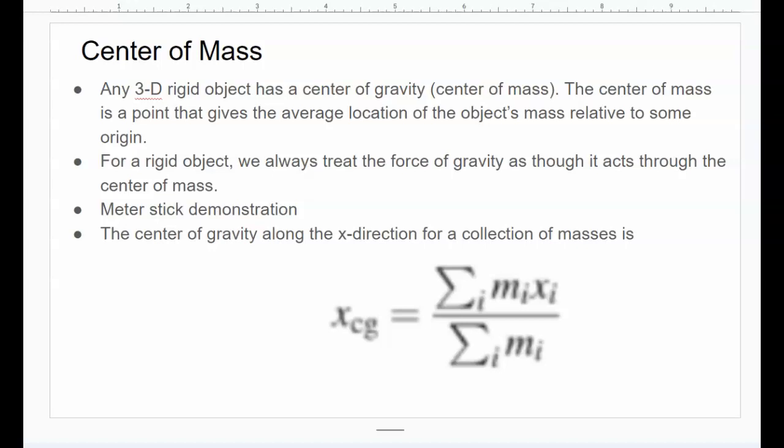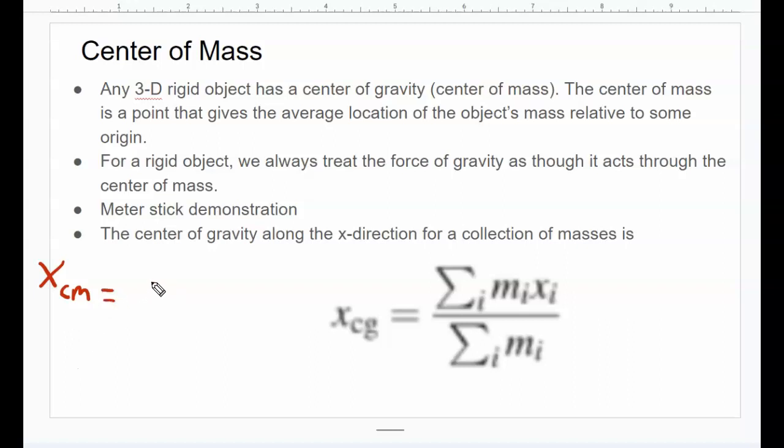Okay, and so the equation to calculate center of mass is on the screen, but I will rewrite it in a slightly different way. The equation you see where it says CG, that's center of gravity. That's the same thing for the purpose of this video. And so in the equation, XCM represents the x position, typically in meters, of the center of mass.